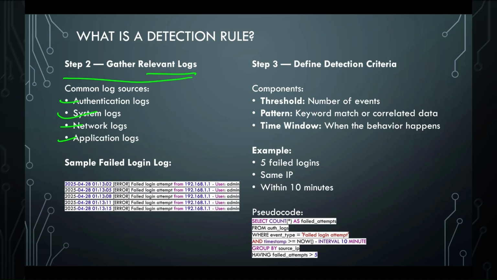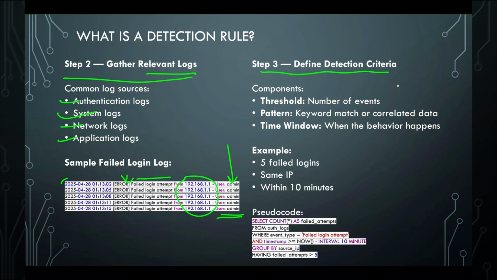So here we have some sample logs for failed login. We might use logs like that. You can see we have a timestamp here, then error detail, and then we have the actual message, failed login attempt from the IP address, and also the user detail. The user is admin, so it's a high risk activity, right? In this case, failed login attempts are clearly showing up, and we might want to create a rule to catch these. Then step number 3, define the detection criteria.